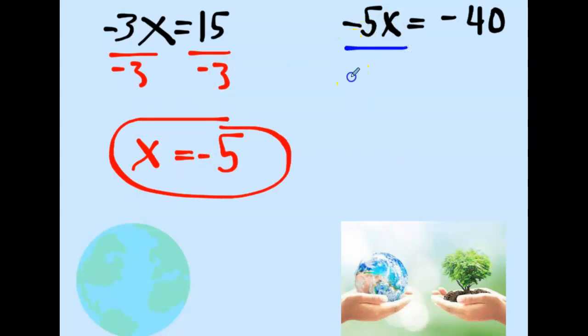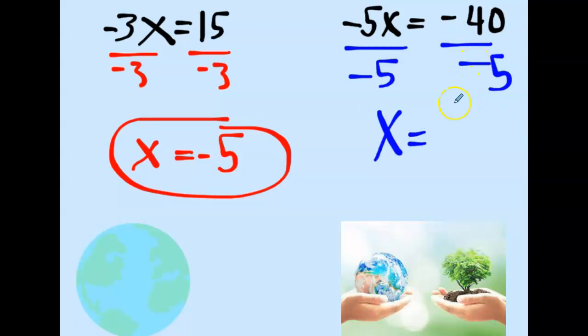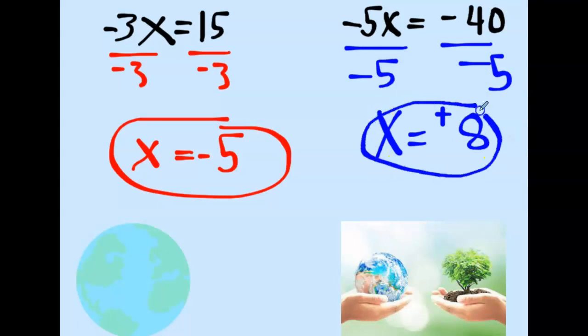Next, we divide negative 5 on both sides. So negative 5 and negative 5, we divide them, that becomes 1. So x here, right? Negative and negative is positive. You can write positive if you want, but you don't have to. It is the same. So 40 divided by 5 gives us 8. Oh, by the way, happy Earth Day, everyone. Forgot.